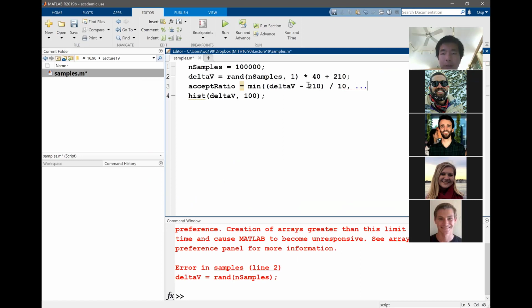And I have another slope, which also goes from 0. It's going to be delta V minus 250 divided by 40, but it's going to be the negative of that. So if I take the minimum of these two curves, that computes my acceptance ratio, right? It's going to be 0 at 210, 1 at 220, and again back to 0 at 250.